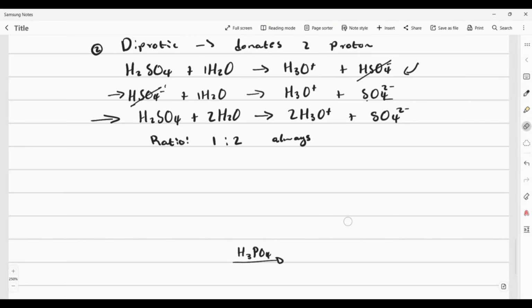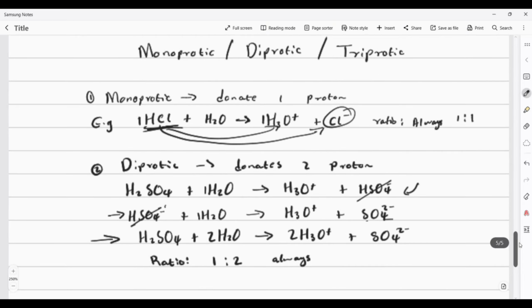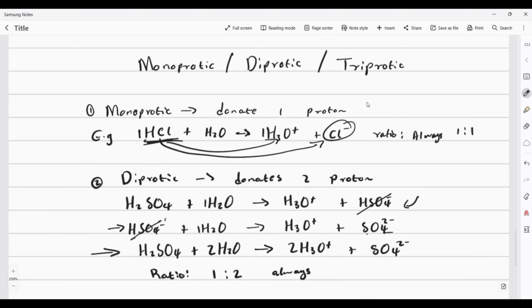It's not that much of a problem. Let me come to the base now. For monoprotic, let me just write it over here. You know that we have NaOH, which is a base. A base actually breaks down. When it breaks down, you will have Na plus and OH minus. That's what a base does.